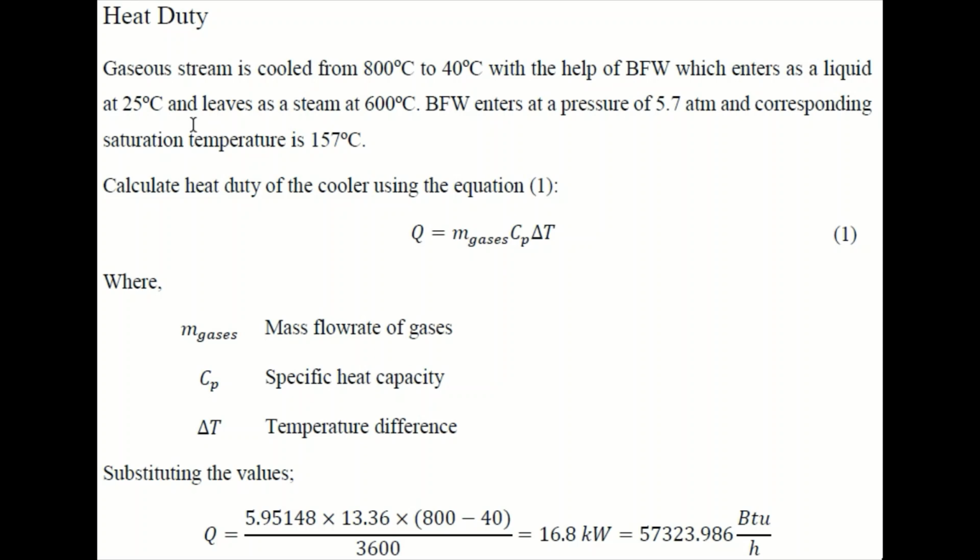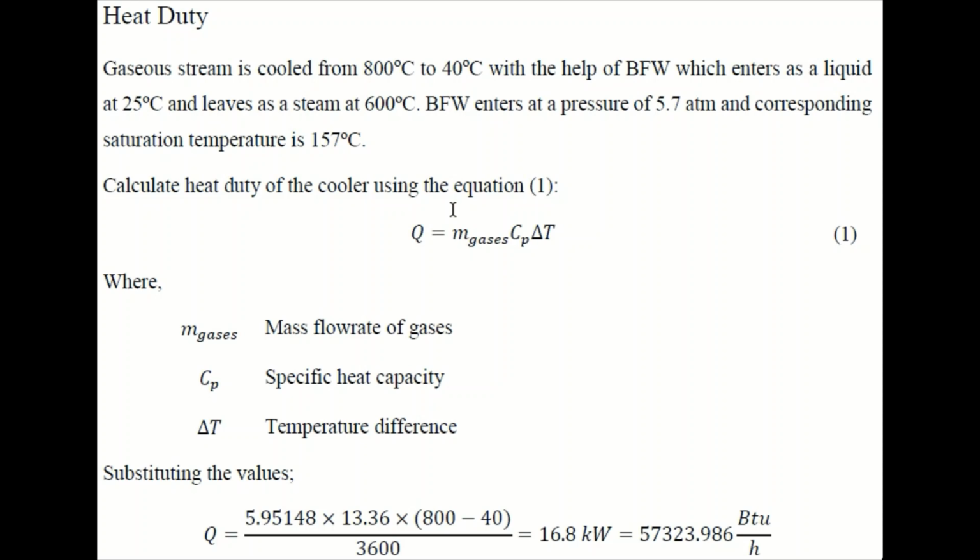So what happens is that liquid water is heated from 25 degrees Celsius to 157 degrees Celsius with the help of sensible heat given by the gaseous stream, and then there is a phase change at 157 degrees Celsius with latent heat, and then there is superheating of steam from 157 degrees Celsius to 600 degrees Celsius.